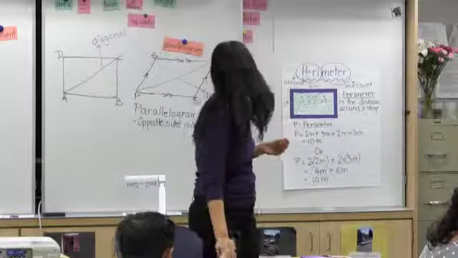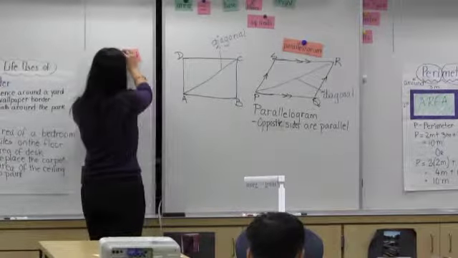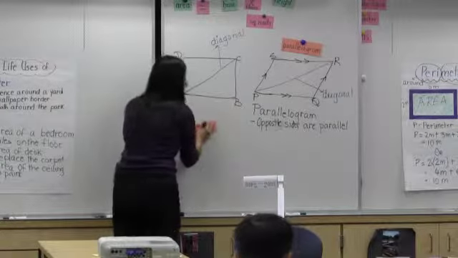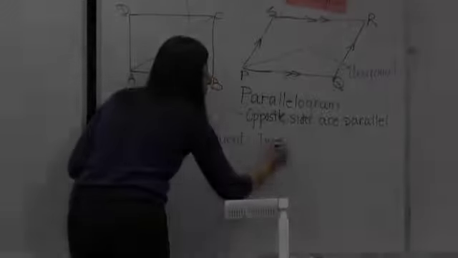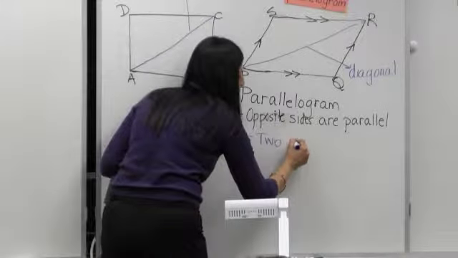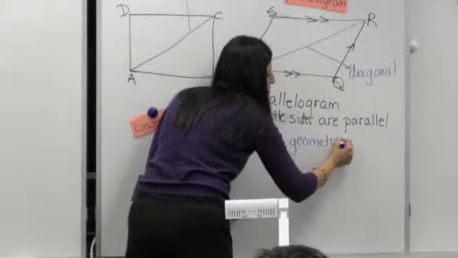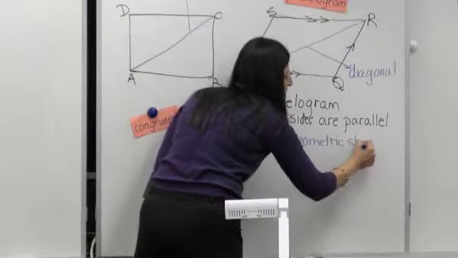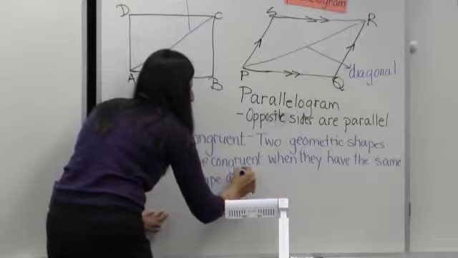Let's go ahead and write down what our other term, congruent, means. Let's write down the word congruent. Two geometric shapes are congruent when they have the same shape and same size.